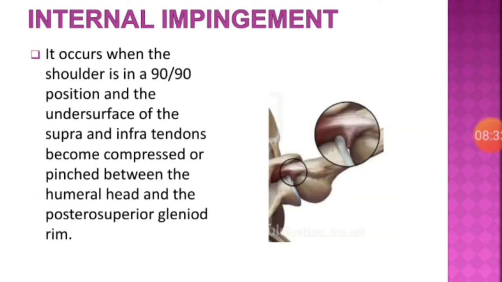Internal impingement occurs when the shoulder is in the 90-90 position and the undersurface of the supraspinatus and infraspinatus tendon become compressed or pinched between the humeral head and the posterior superior glenoid rim.